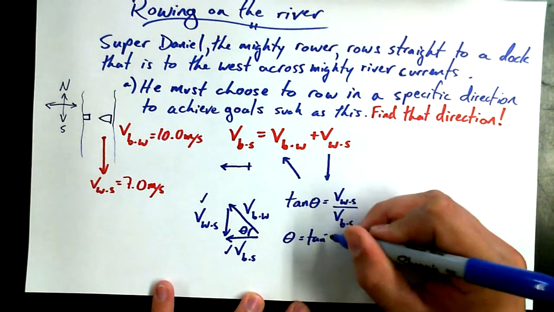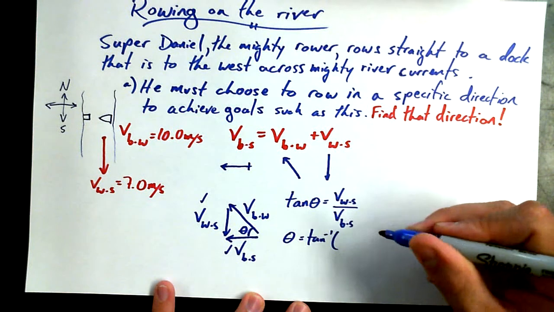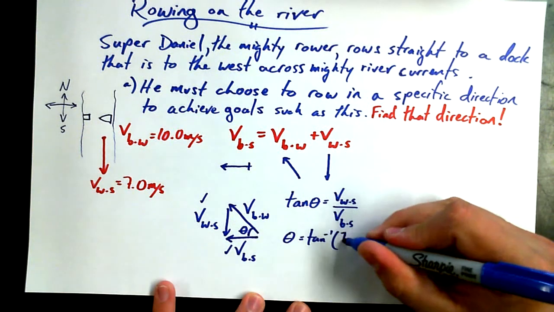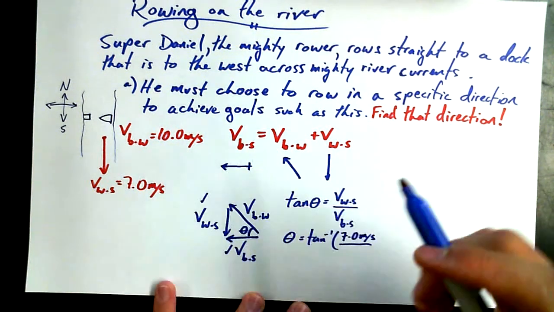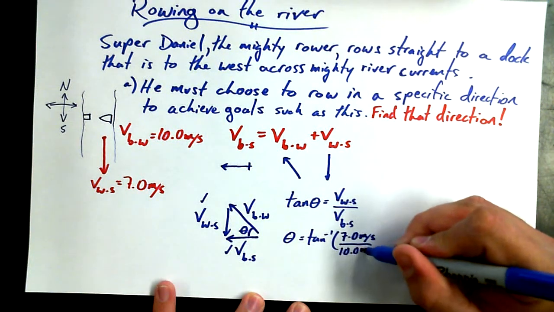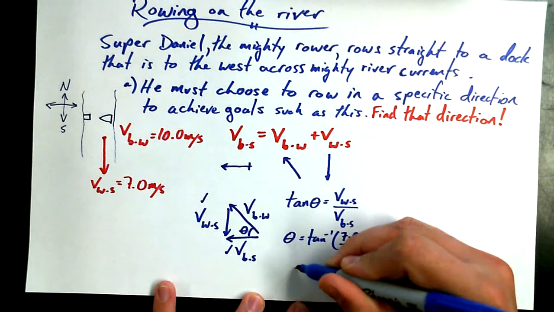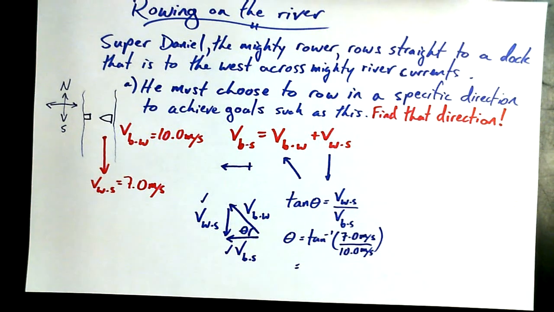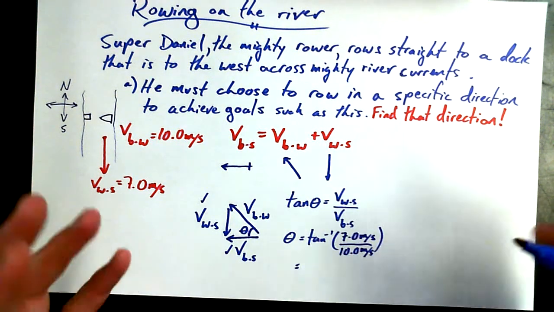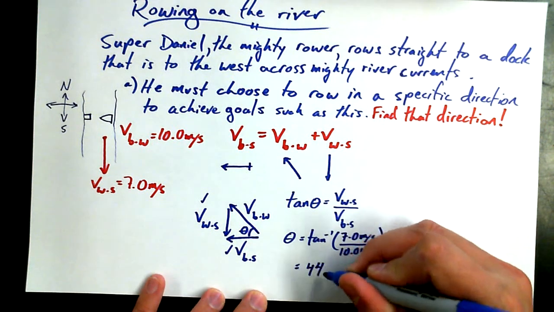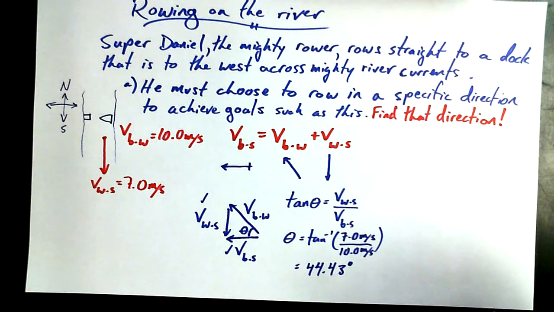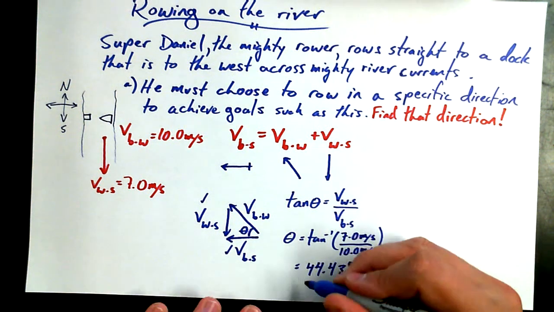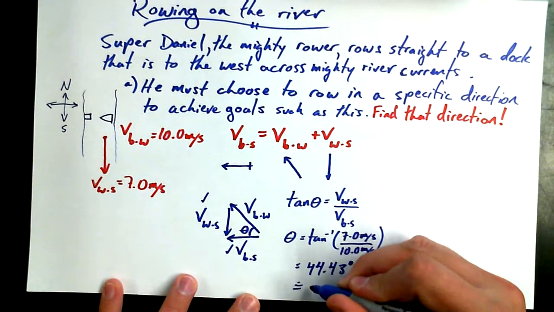Tan inverse of VWS, that was 7 meters per second, divided by VBW, 10.0 meters per second, and tan inverse of 7 over 10, I calculated to be 44.43 degrees. Okay, 44.43 degrees. Now that's approximately 44 degrees.